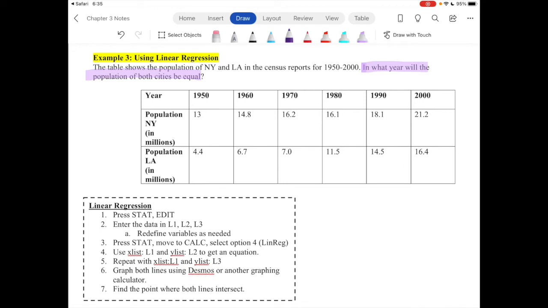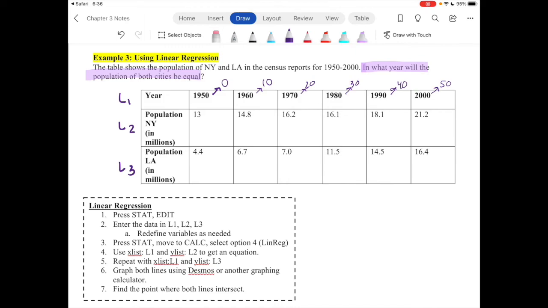But first, we're going to divide our information up into what we call 3 different lists. Our first list will be the year, our second list will be the population of New York, and our third list, the population of Los Angeles. Then we want to redefine the years in some easier numbers to work with. Let's say 1950 is year 0. Then that means 1960 will be year 10, since it's 10 years after 1950. 1970 would then be 20, 80 would be 30, 90 would be 40, and 2000 is 50 years after.